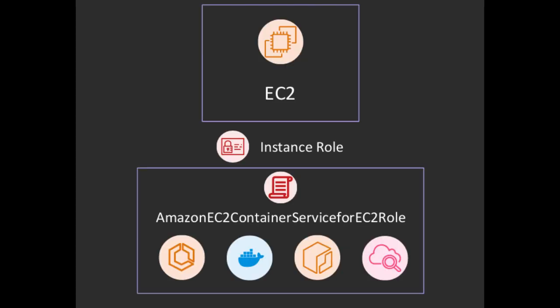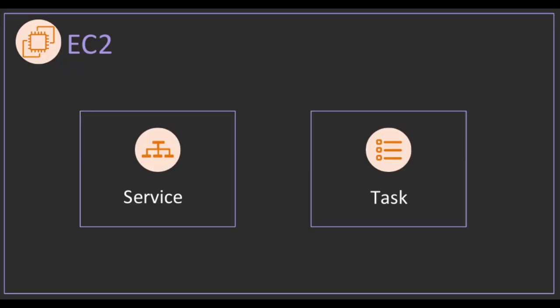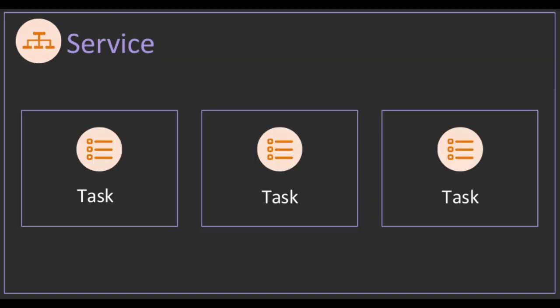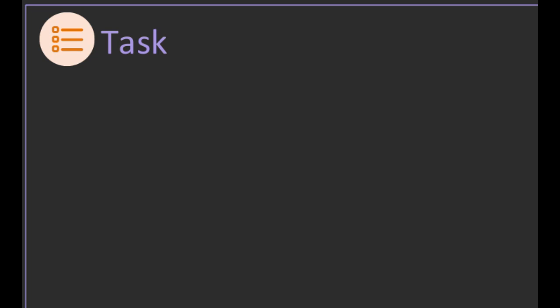For an instance running ECS, this role typically has a policy with a name like AmazonEC2ContainerServiceforEC2Role. This allows the instance to talk to the ECS service on your behalf. So we have our EC2 instance. On ECS, you define a service. A service is a long-running application like a website backend. That service runs and manages one or more tasks. For example, a web server service might run a single task instance.